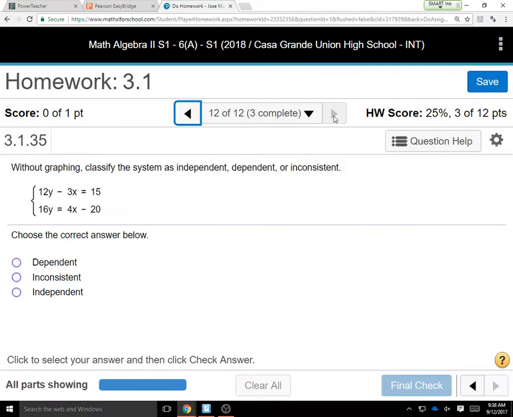Same. Same. Can you tell the difference between these three? Dependent, inconsistent, dependent.